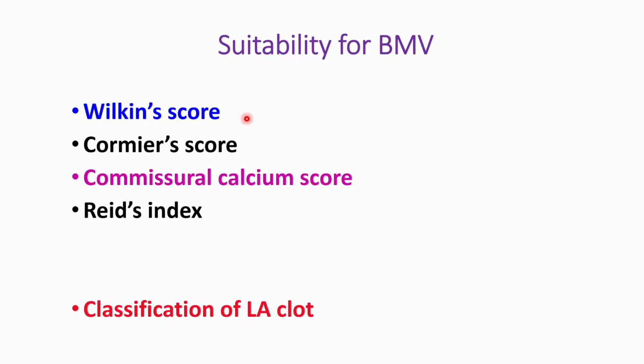Sometimes we can consider it. And apart from that, there are other scores like Cormier score, commissural calcium score, and Reid's index. And also we have to look for the presence of LA clot, LA or LA appendage clot, or SEC, that is spontaneous echo contrast. If these are there, then there will be a high risk of embolism during PTMC. And we usually avoid it if there is an LA body clot.